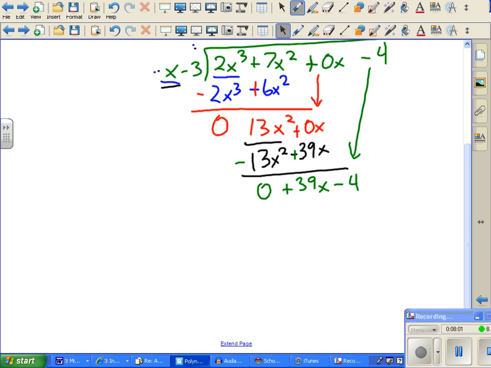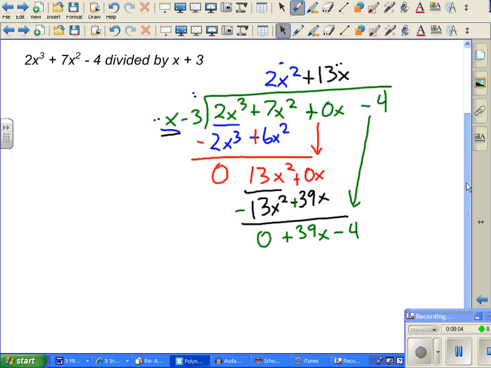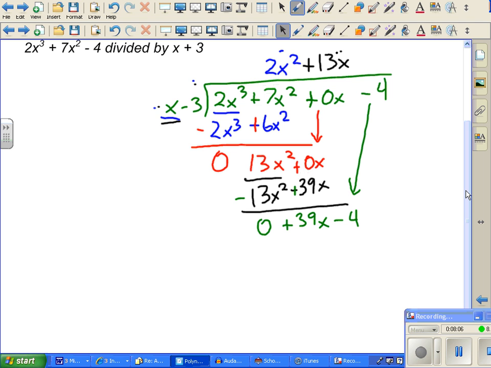I need a little more room here. Okay, so what do I need to multiply? A new color here, let's go blue. What do I need to multiply x by to get 39x? Well, that's easy. I need to multiply by 39. Now I distribute. 39 times x is 39x, and 39 times negative 3, well, 40 times negative 3 would be negative 120, so that would be negative 117.